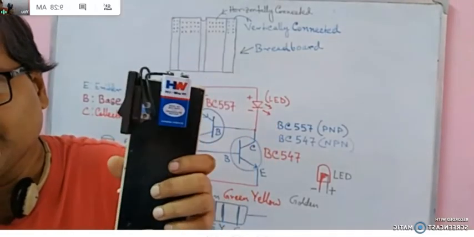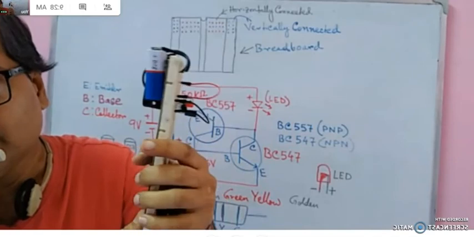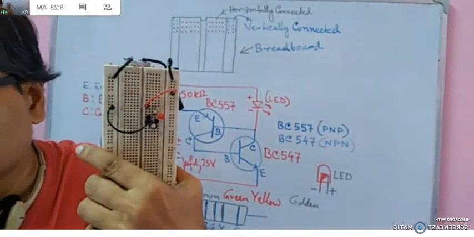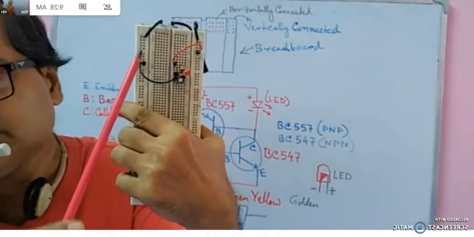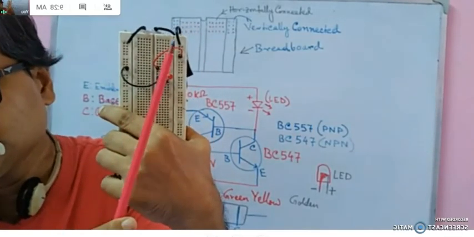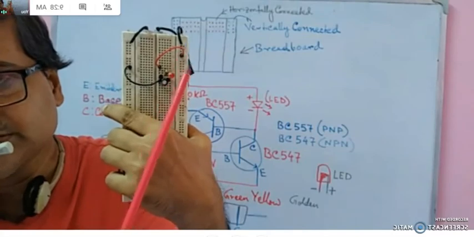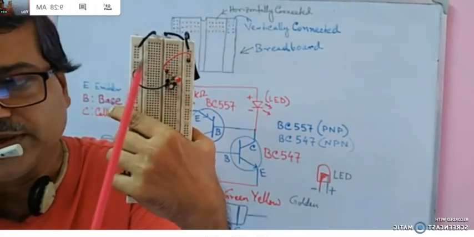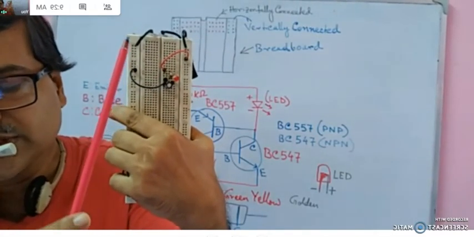So what I have done, I have taken one channel on this side and another channel on this side for positive and negative. This red wire is used, so this channel is positive, red means positive and black means negative. So this channel is negative.